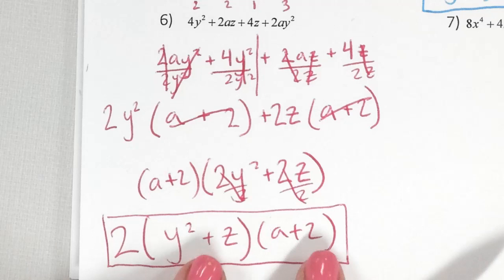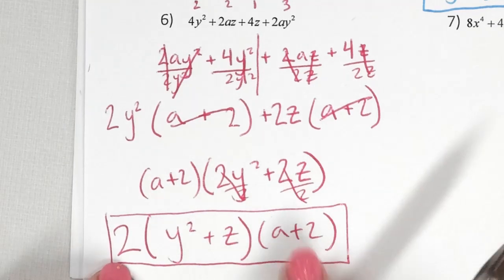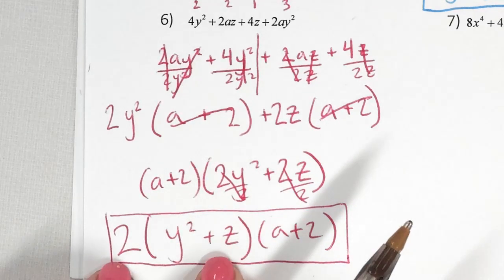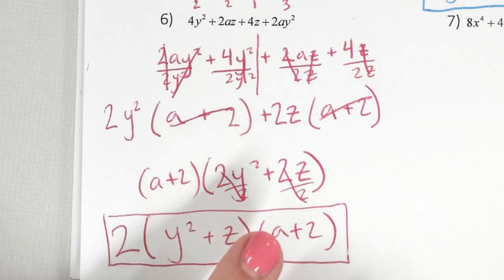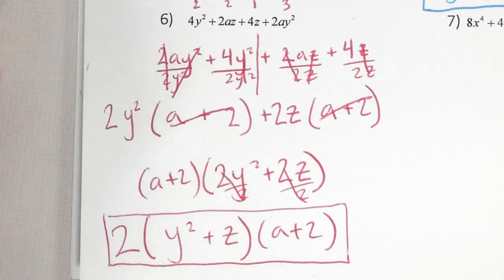Now, is it okay if I flip-flop these and I had 2 times a plus 2 plus y, or times y squared plus z? Does order matter when you multiply? It doesn't. What's 3 times 2? What's 2 times 3? 6. Did it change? No, it doesn't matter. So if you ever come check your work and mine are flip-flopped from yours, is that okay? Yeah. Okay, last one together.